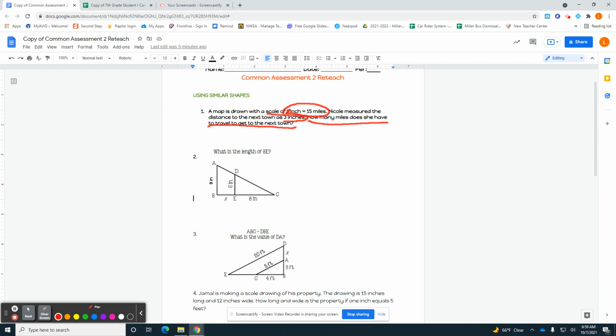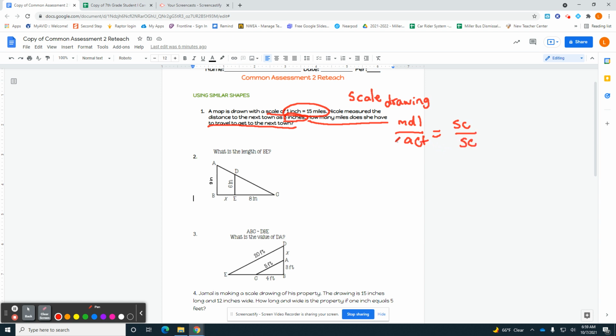So she's looking at a map. This is going to be a scale drawing problem. And remember, for scale drawing, we have model over actual equals scale over scale.